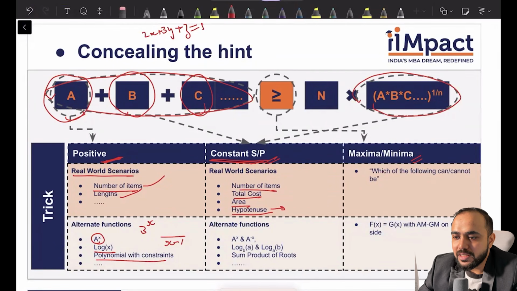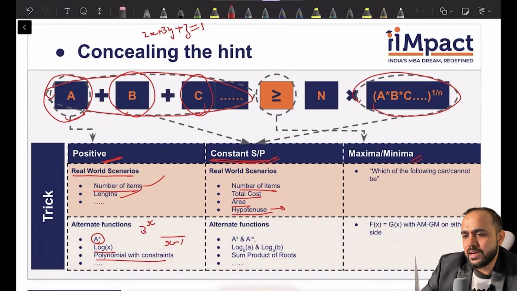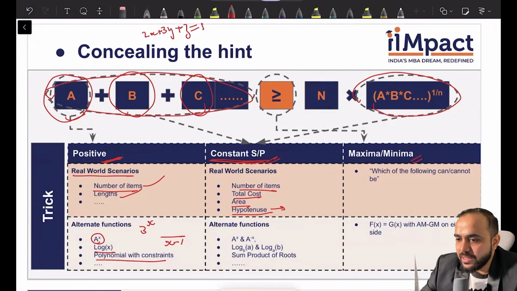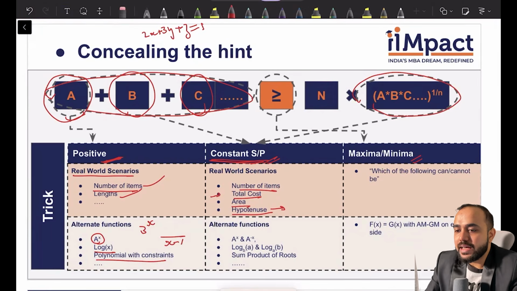But the subtext is that boss, a square plus b square is greater than or equal to 2ab, whatever you write as your own. And the other side is what? What is ab? ab is your area. So you are now able to relate the lengths of a right angle triangle, base and height, with the area. Correct. Total cost, you can make it as a function of number of items and cost per item.